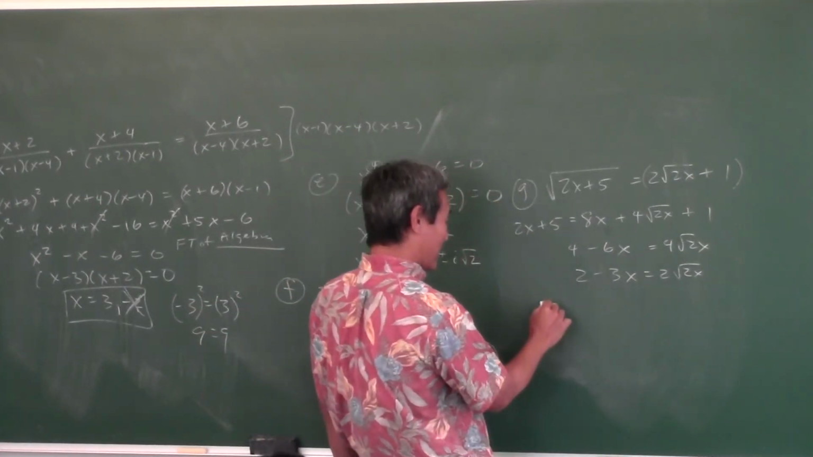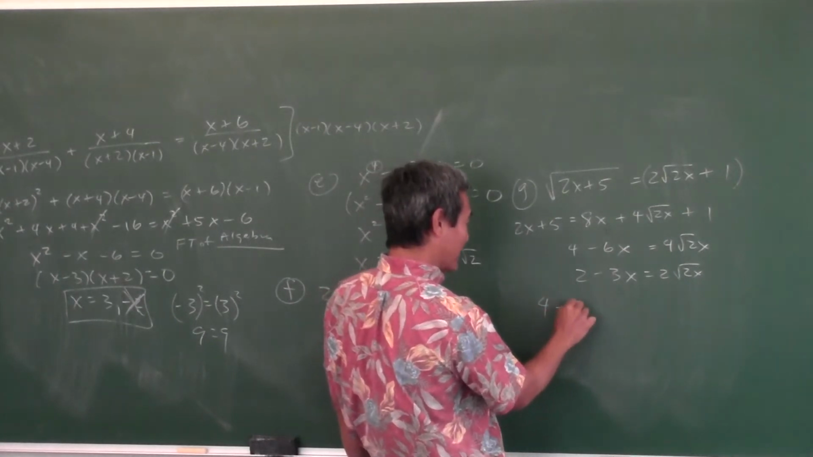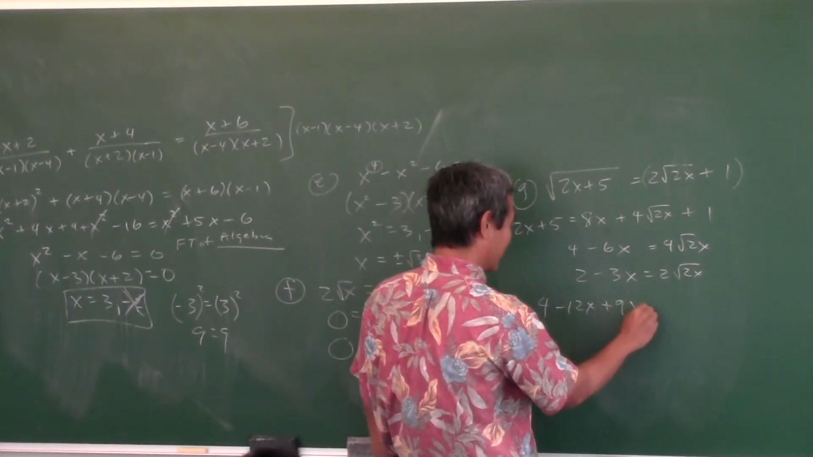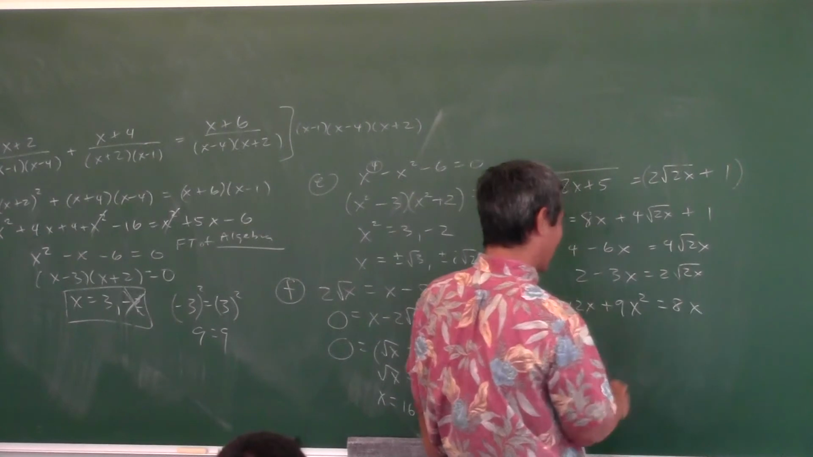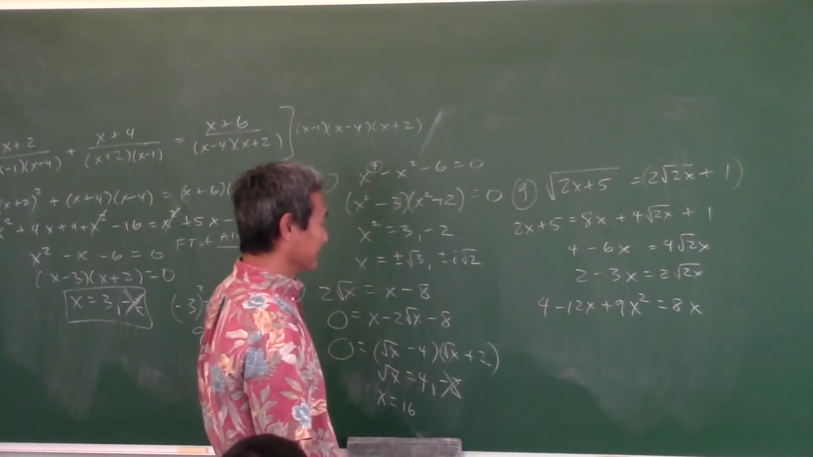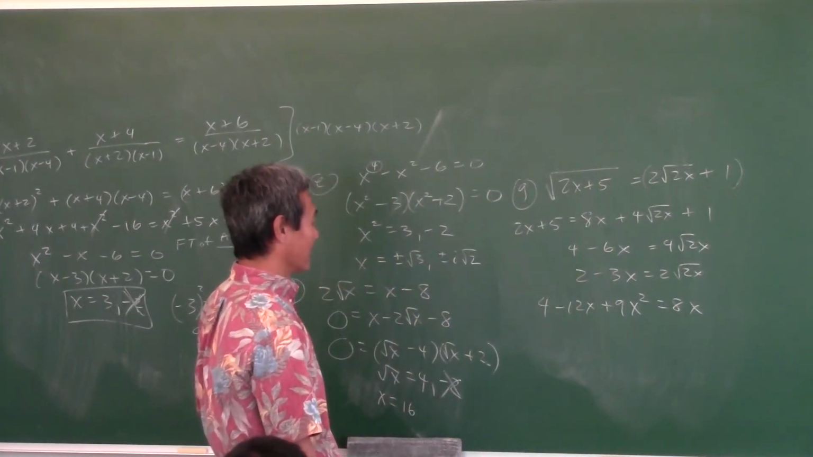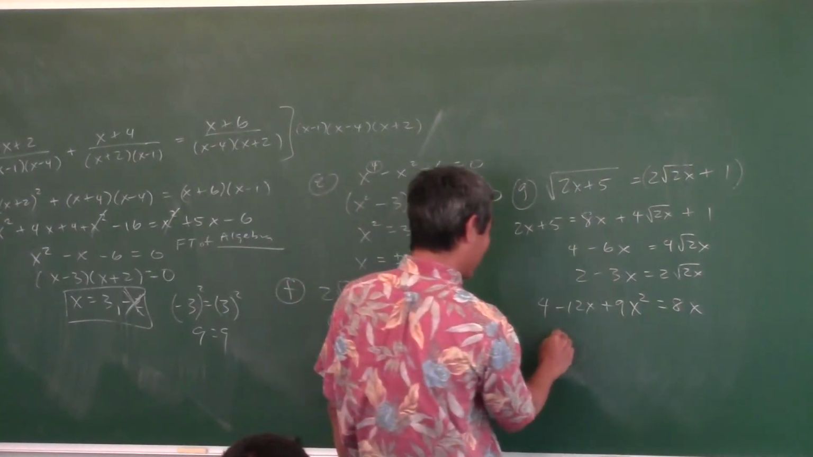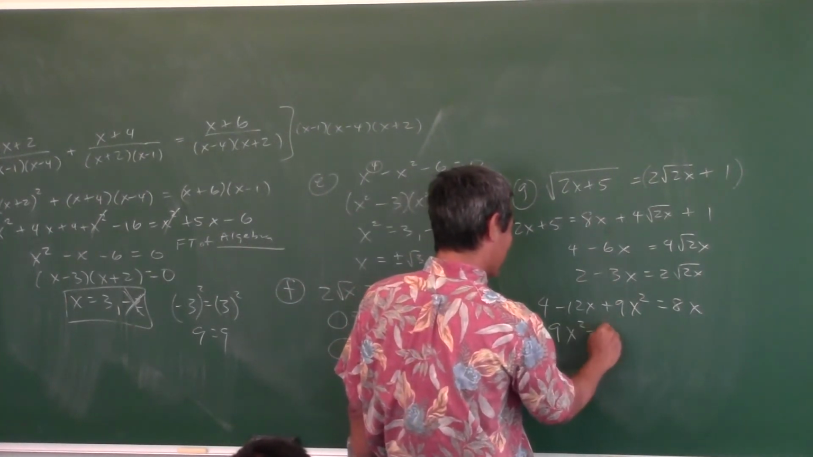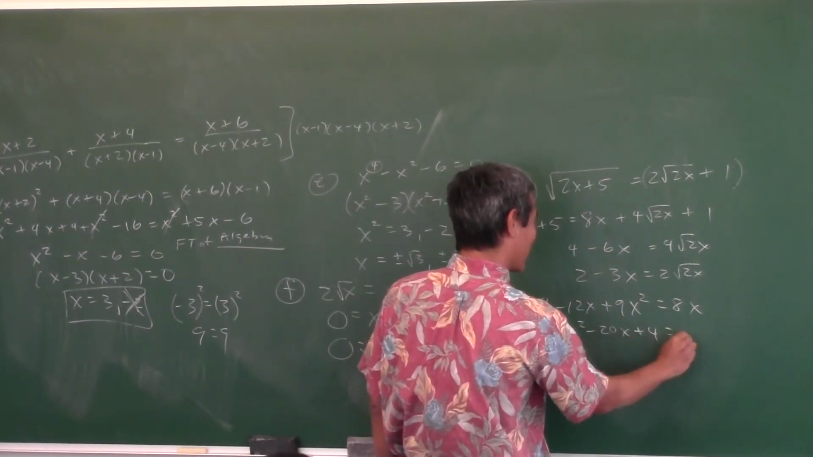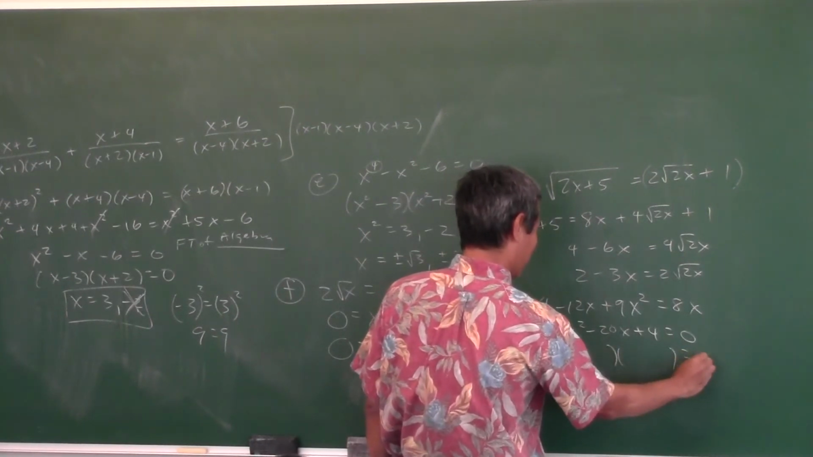Now square both sides. 4 minus 12. Just tell me if I'm doing this correctly. Equal 8x. Did I do that correctly? Just say yes, I'm the teacher. Why would I write something wrong? 9x squared minus 20x plus 4. Is this factorable or do I have to use the quadratic formula?